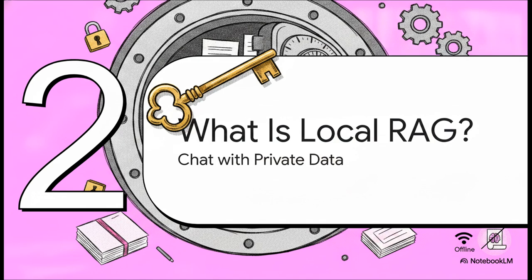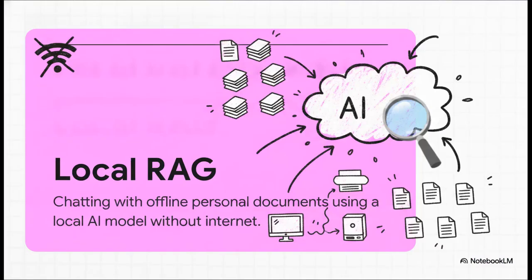Part 2. What is local RAG? Chat with private data. So, to unlock this vault, you need a key, and that key is RAG. RAG stands for Retrieval-Augmented Generation. Now, in practice, what this actually means is we're bridging the gap between an AI's static, baked-in training data and the fresh, highly secure local PDF sitting right there on your hard drive. It lets you chat with data the model has never laid eyes on. It's kind of like giving the LLM an open book test, but it's only allowed to use the highly secure private library that you provided.